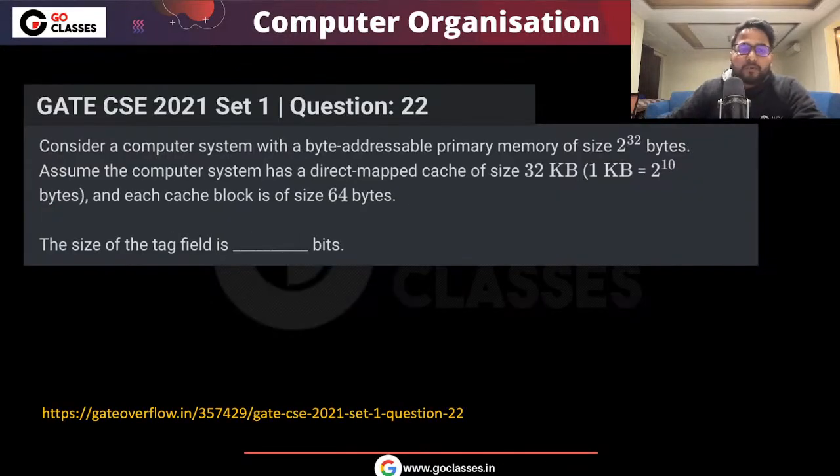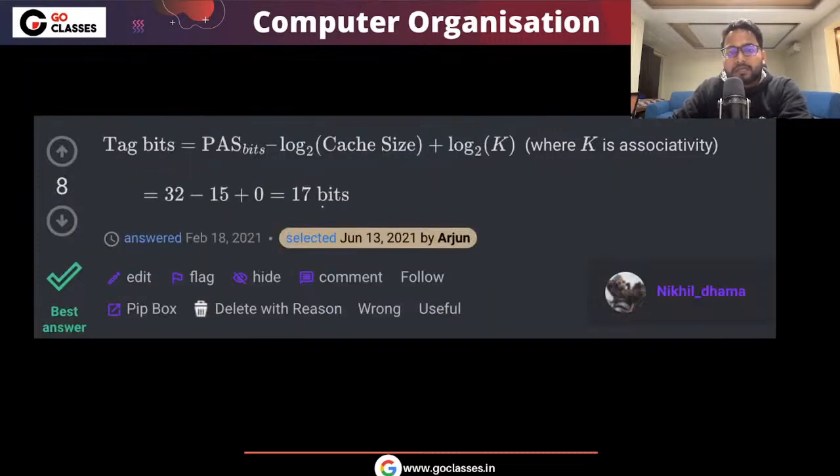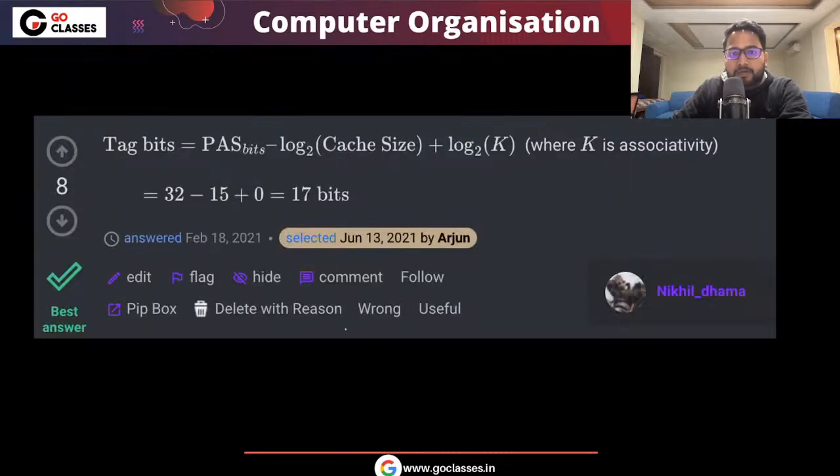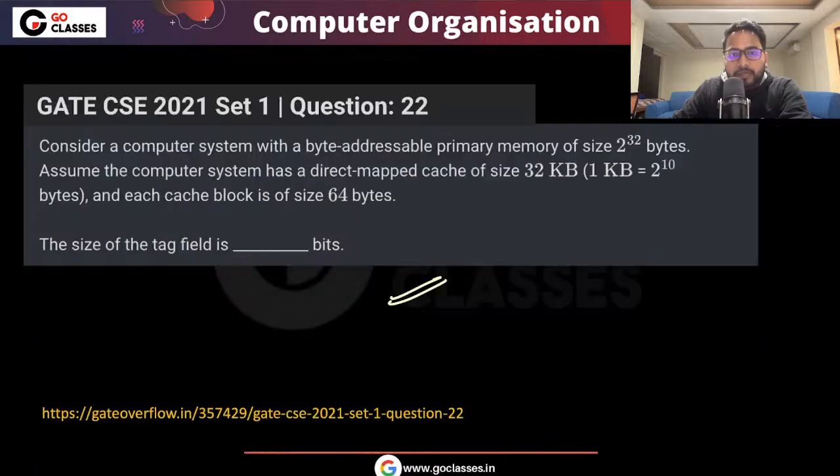Now let's move to this question. I think this question is also easy. They are saying, consider a computer system and assume direct map cache. I think you can solve this question, right? Just like that you can solve. Block size is given. Probably you can solve, right? Or maybe should I solve this question? Do you want me to solve or you can solve?